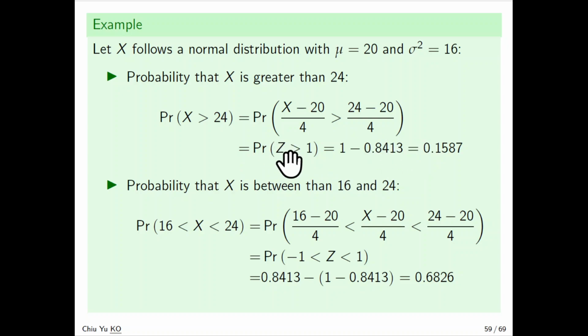Bigger than 1, right? The complement is less than 1, so it's 1 minus this. Okay. Whether you have an equal sign doesn't really matter because it's a continuous distribution. So the same thing here. And here we have X between 16 and 24.